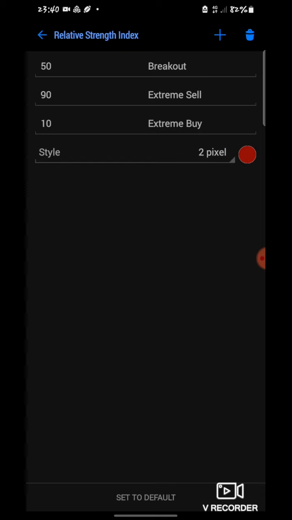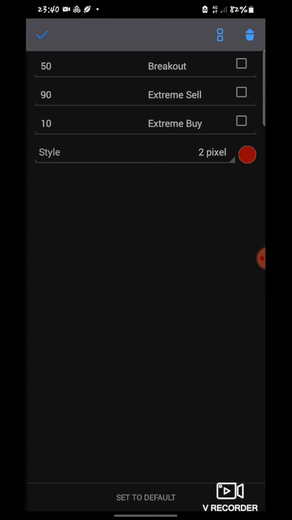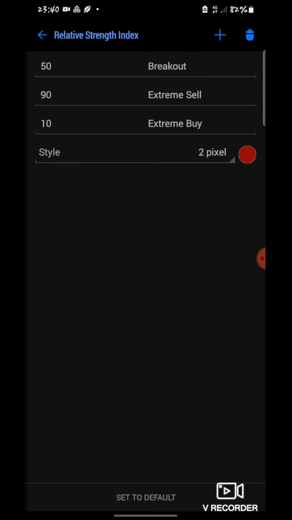Okay, then for the levels guys, 90 is going to be extreme sell. So 50 is breakout actually, and 10 is extreme buy. But right here there are 2 other options that are not here, which I'm going to add right away, and those options are, I think, you have to click the delete button, then click the check button, and then plus.